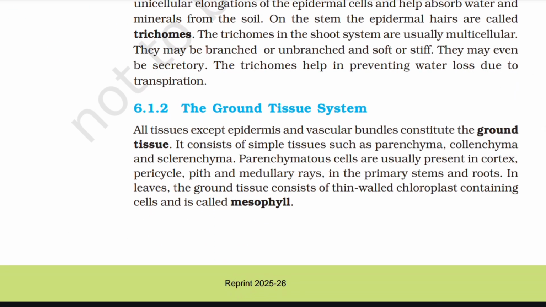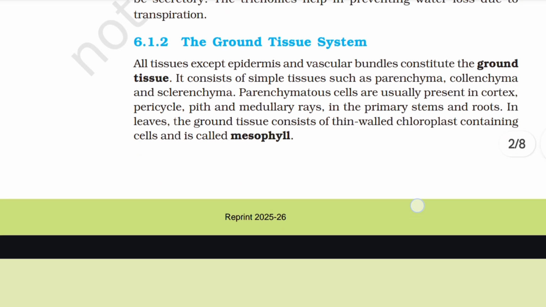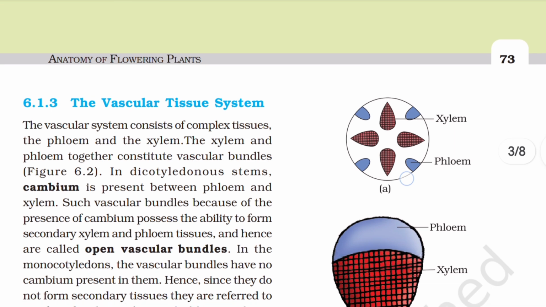6.1.2 The ground tissue system. All tissues except epidermis and vascular bundles constitute the ground tissue. It consists of simple tissues such as parenchyma, collenchyma, and sclerenchyma. Parenchymatous cells are usually present in cortex, pericycle, pith, and medullary rays in the primary stems and roots. In leaves, the ground tissue consists of thin-walled, chloroplast-containing cells and is called mesophyll.